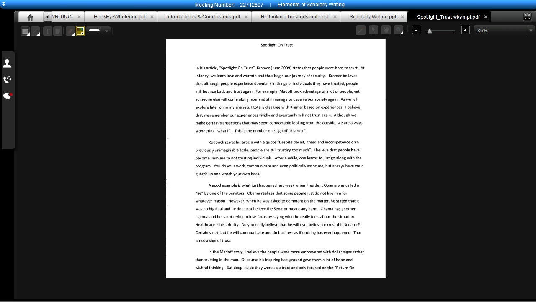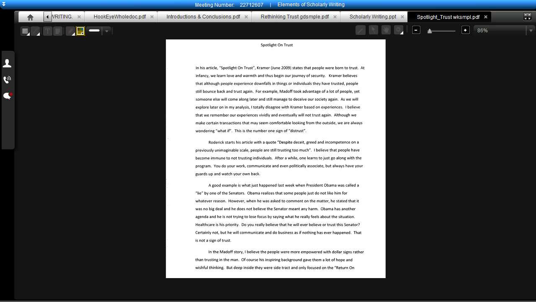So let's start with the weak one, however. So what elements do you see here? You can either type in or you can speak. I guess there are only two of you here, so we can leave the mics unmuted. I don't think we'd have too much trouble with feedback. So what elements here do you see that are not scholarly? What do you notice here in this Spotlight on Trust example?